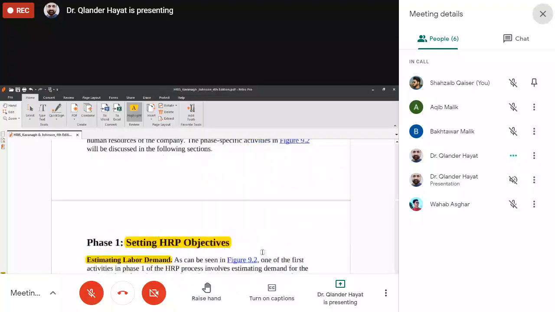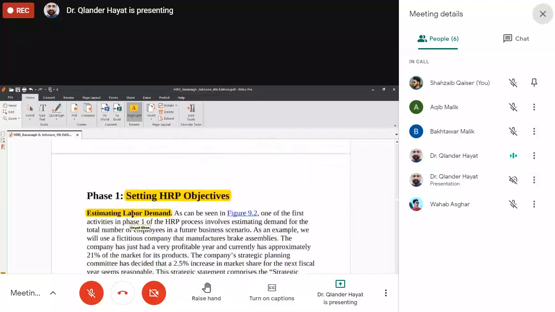For example, first of all, you have to estimate the labor demand. Phase number one was related to the human resource planning objectives, and in setting the human resource planning objective, you have to estimate the labor demand.